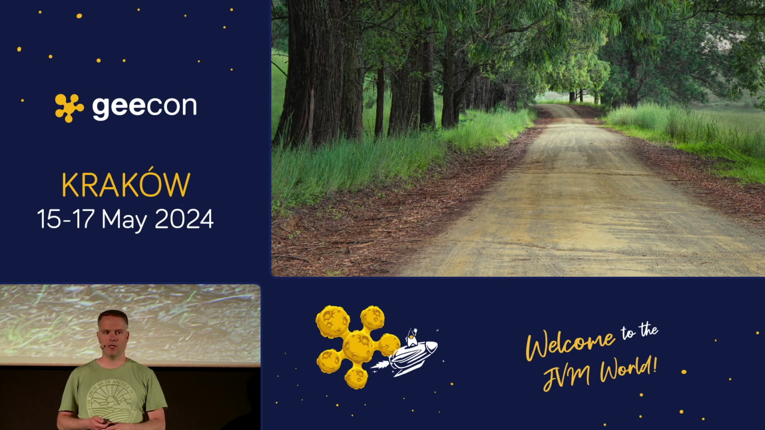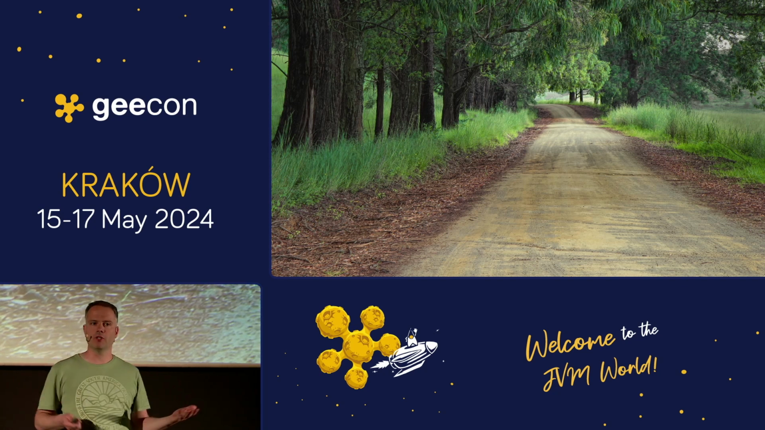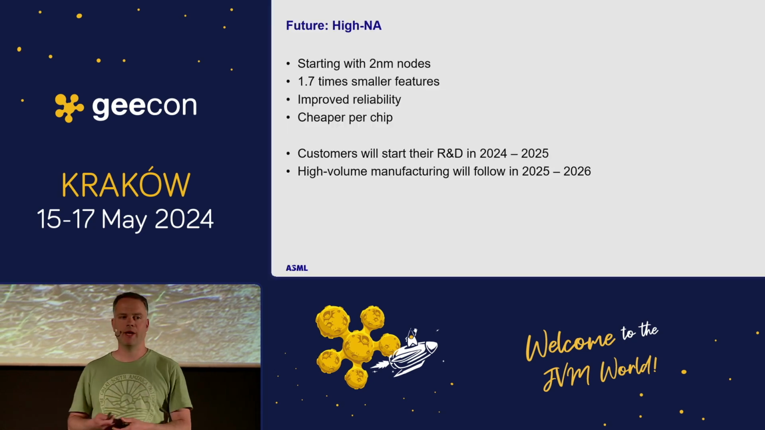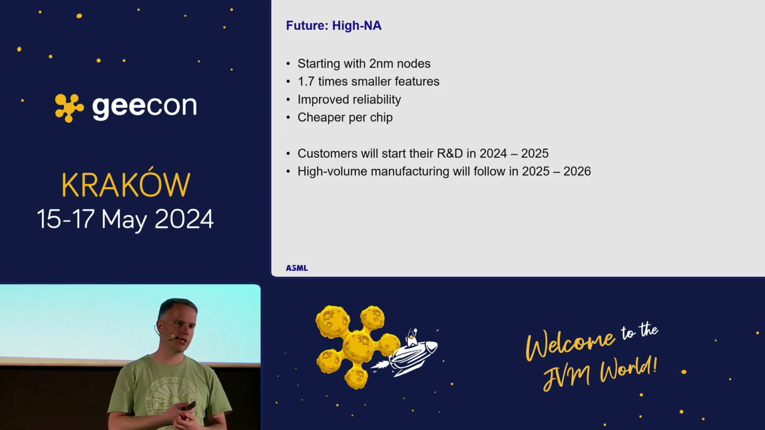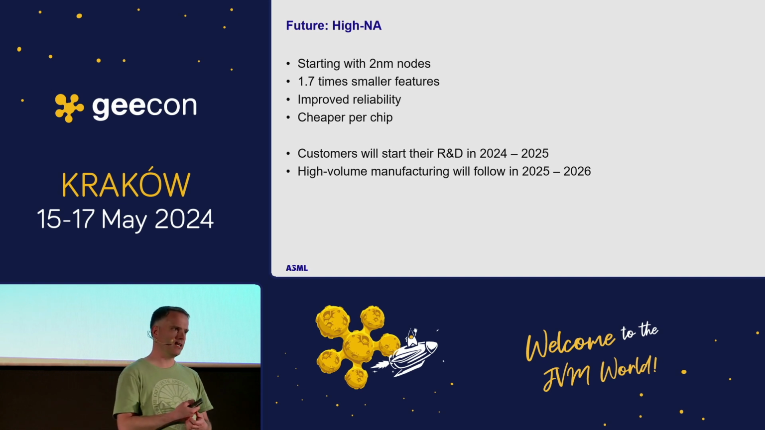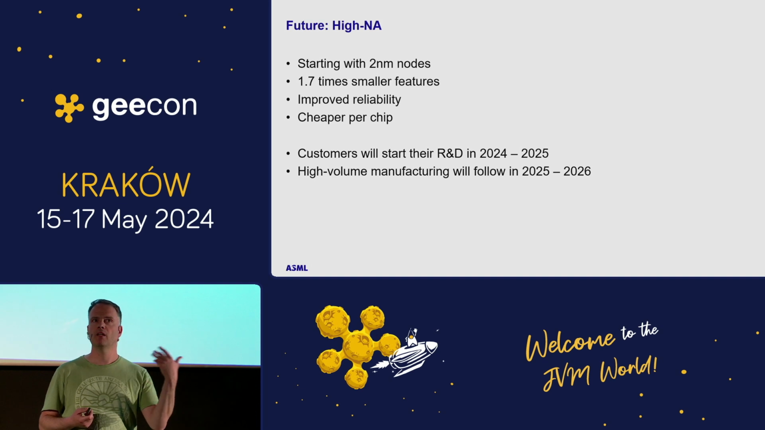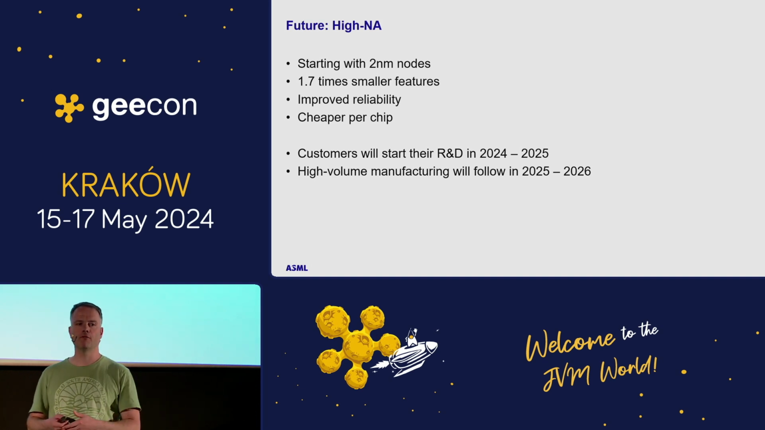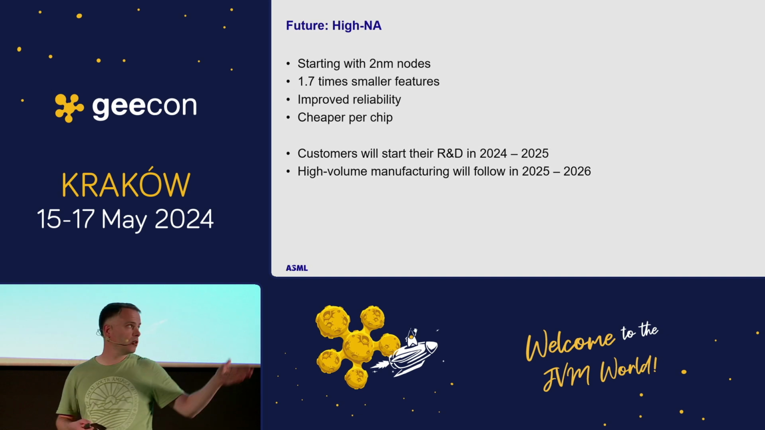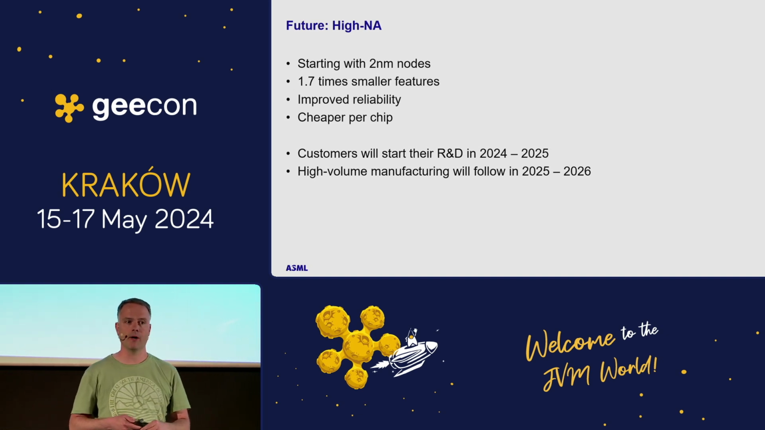And then if we look ahead, now we saw what we are currently doing, and now we have a small look ahead, and this is actually already in process. So we are working on high NA now. You might have heard that Intel recently received the first machine of this. They're currently testing it, but it takes some years before you will actually get these chips in your machines. 2025, 2026 is now the expectation that these will come out.